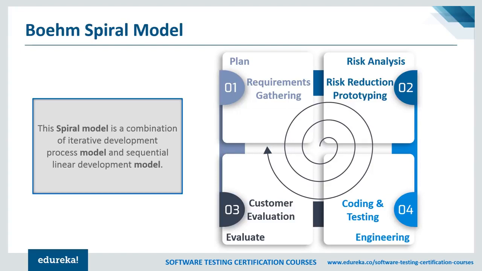So the benefits of using this model are that it allows requirement changes and it is also suitable for large and complicated projects. The main thing is it allows better risk analysis and is cost effective due to good risk management. The disadvantages are that it is not suitable for small projects and the success of a project depends on the risk analysis phase. That's all. So this is all about the spiral model and the different types of models in SDLC.